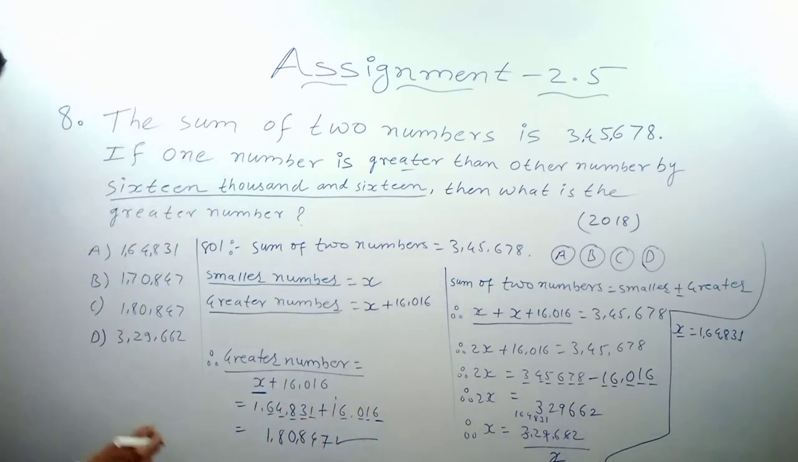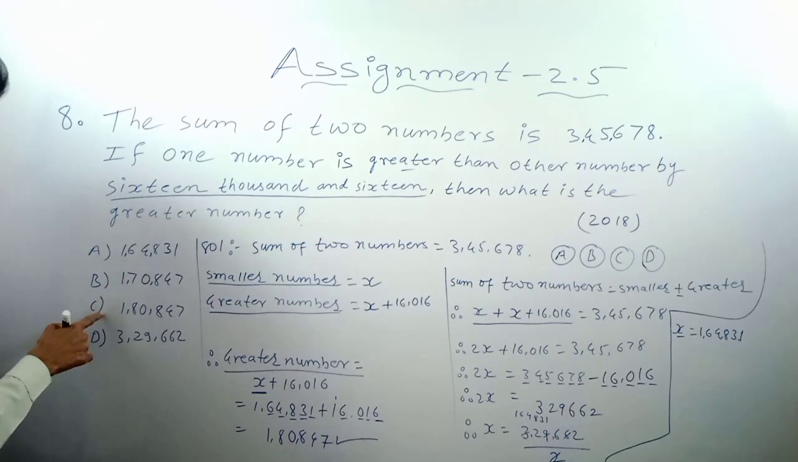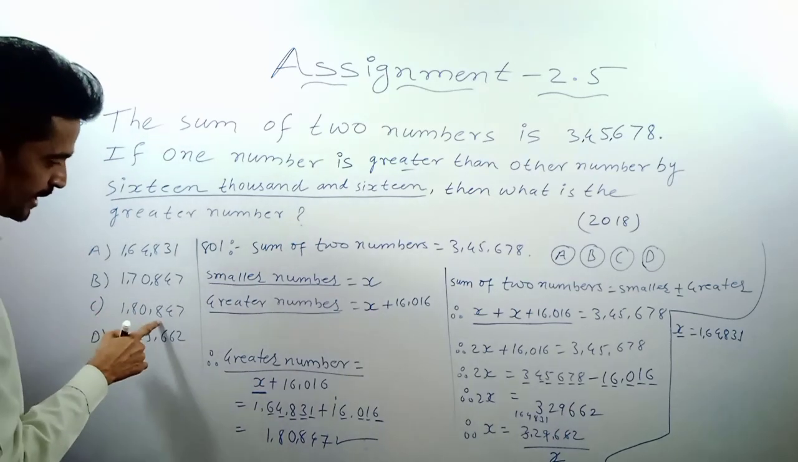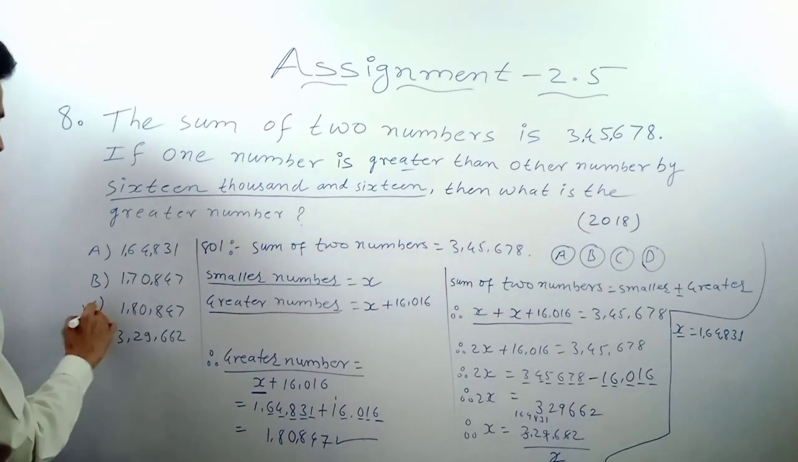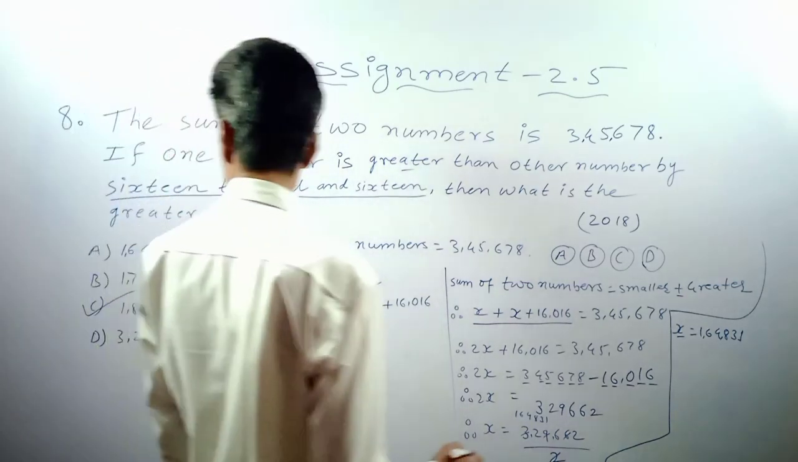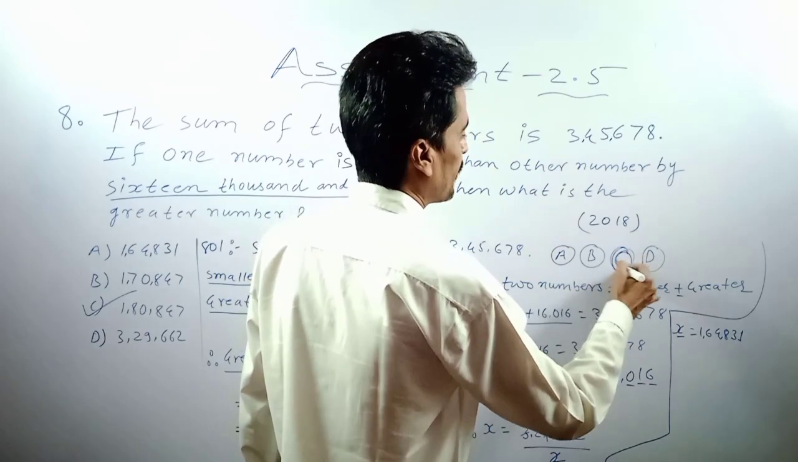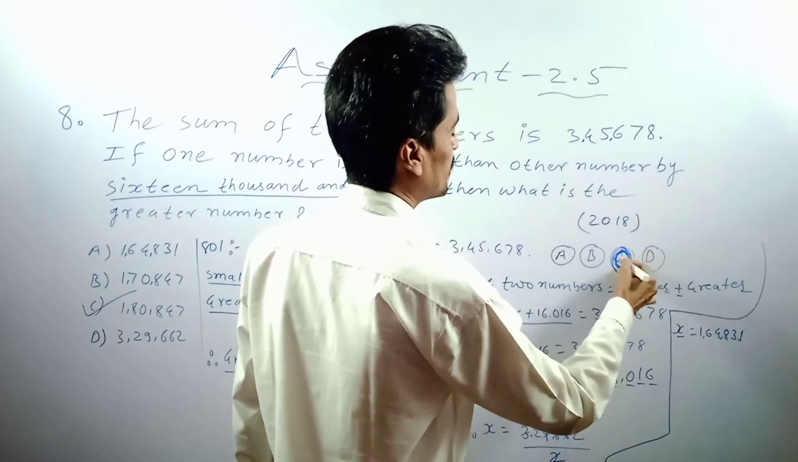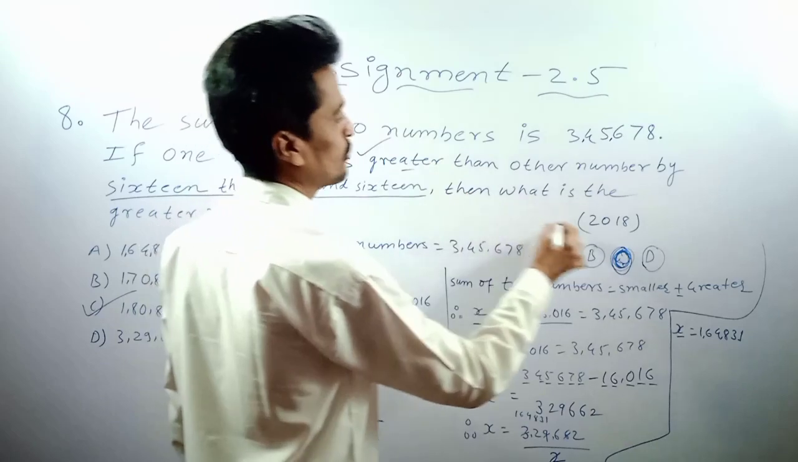Find it in the options: option number C, 1,80,847. So our option number C is the correct answer option. I am coloring option number C very well. Why? Because it is our correct answer option, and this problem was in the 2018 examination.